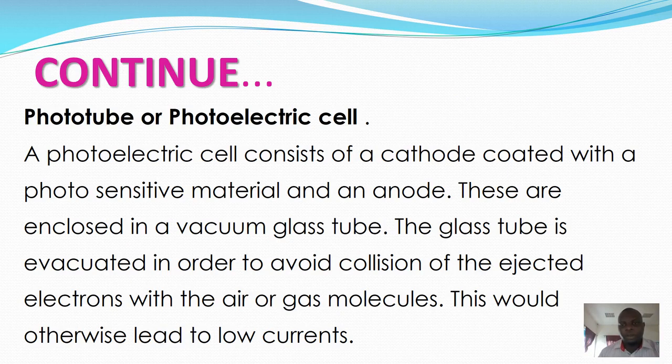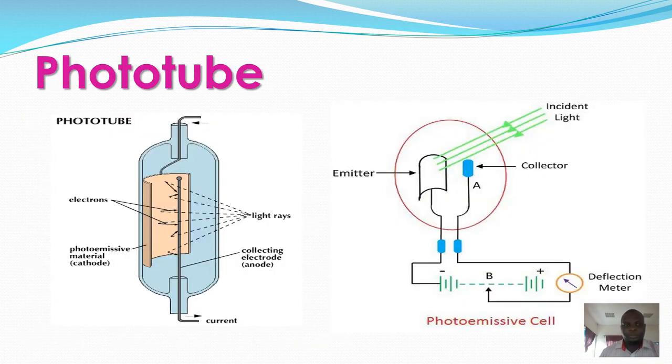Photocells consist of a cathode coated with photosensitive material and an anode. These are enclosed in a vacuum glass tube. The glass tube is evacuated in order to avoid collision of ejected electrons with air or gas molecules, which would otherwise lead to low current.